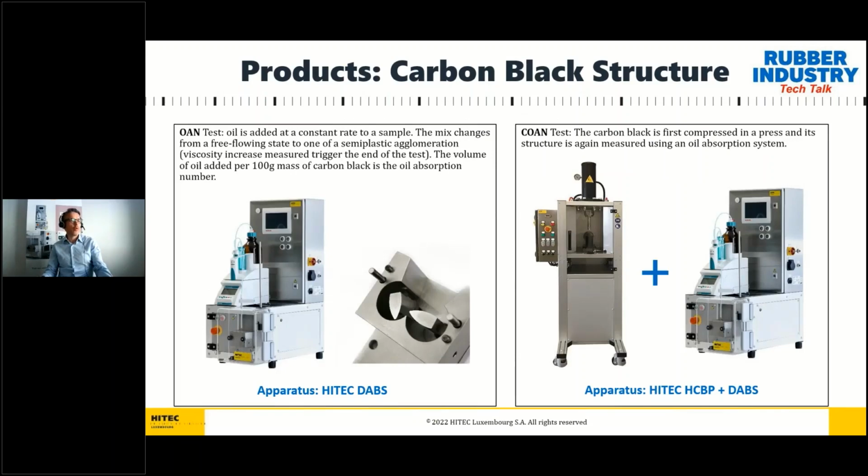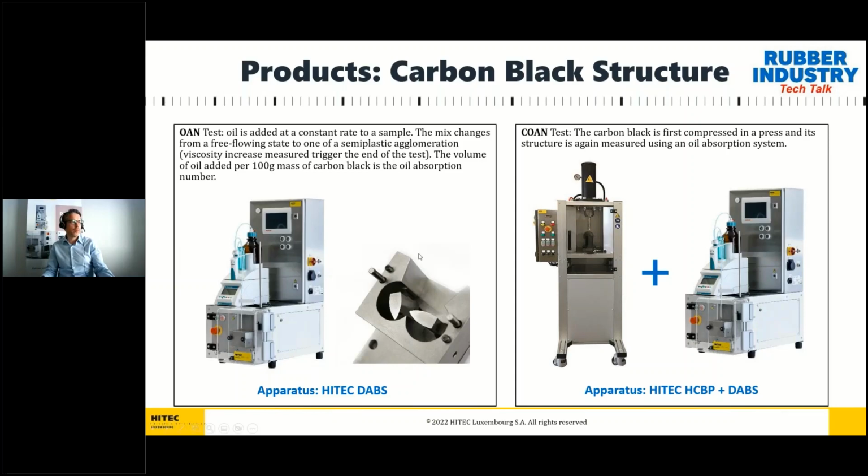So here we have some of the equipment we mentioned before. In the OAN test, the oil is added at a constant rate to a sample of carbon black. This test method is sometimes also used for silica. The mix of carbon black and the oil changes from a free-flowing state to a semi-plastic agglomeration with an associated change in viscosity. This viscosity increase is the trigger that defines the end of the test. The volume of oil that we add per 100 grams of carbon black is the oil absorption number.